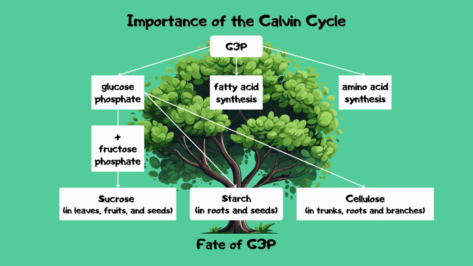How about the importance? There are a few importances of the Calvin cycle. G3P, or glyceraldehyde 3-phosphate, can be converted to many other molecules. The hydrocarbon skeleton of G3P can form many things, namely fatty acids and glycerol to make plant oils, then glucose phosphate, or easily known as simple sugar, then fructose. Fructose, when it combines with glucose, will produce sucrose. Next, starch and cellulose, and lastly, amino acids.